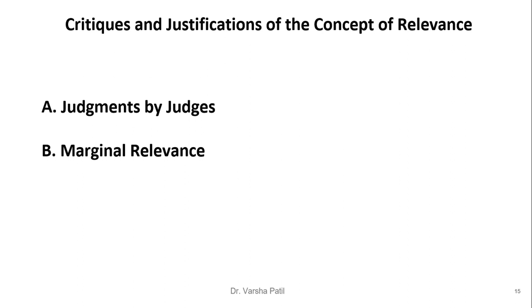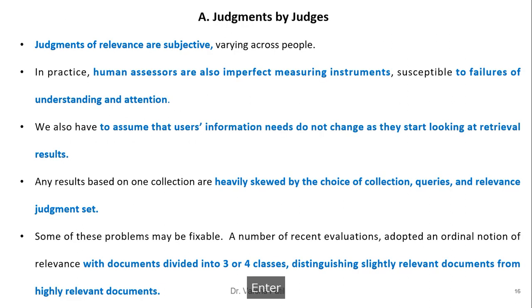Judgment by judges and marginal relevance. Judgments of relevance are subjective, varying across people. In practice, the human assessors that we are using are also imperfect measuring instruments, susceptible to failure of understanding and attention. We also have to assume that user information needs do not change as they are looking at the retrieval results. Any results based on the collection are heavily skewed by the choice of collection, queries and relevance judgment set.